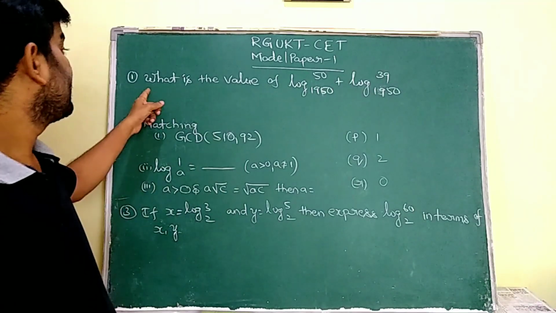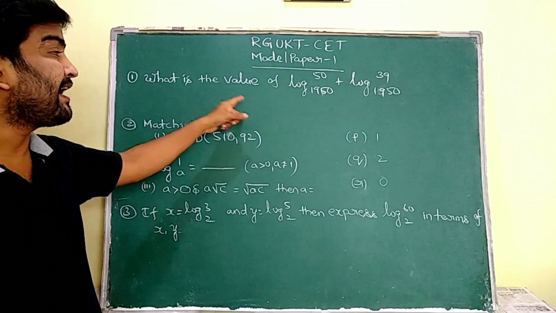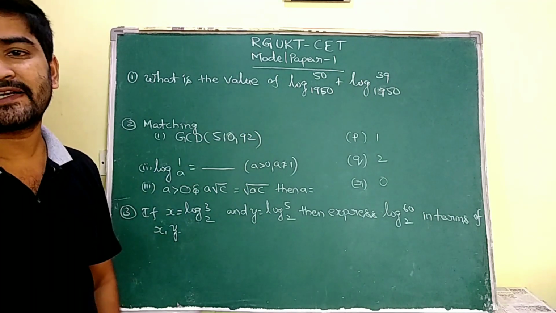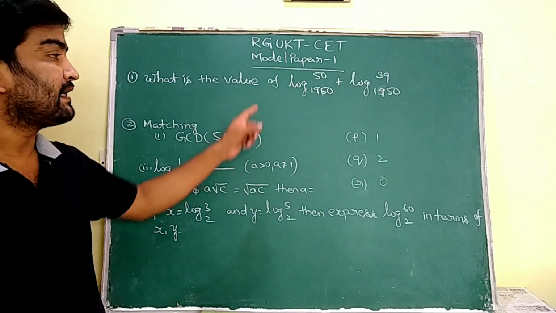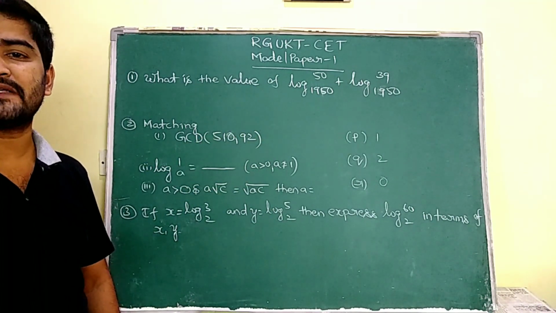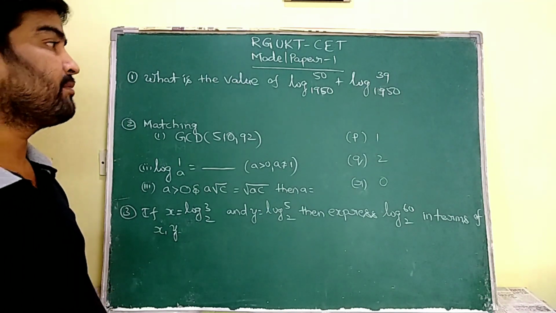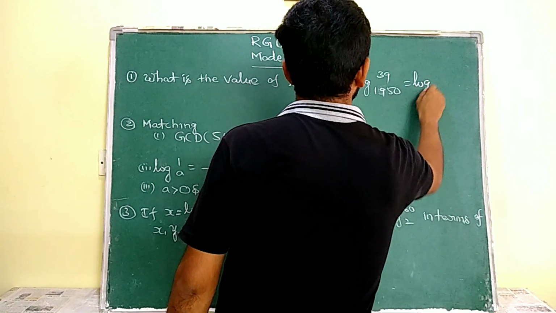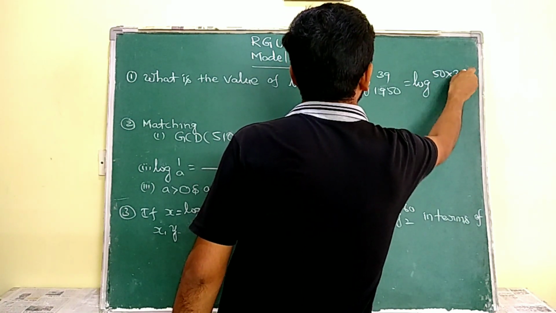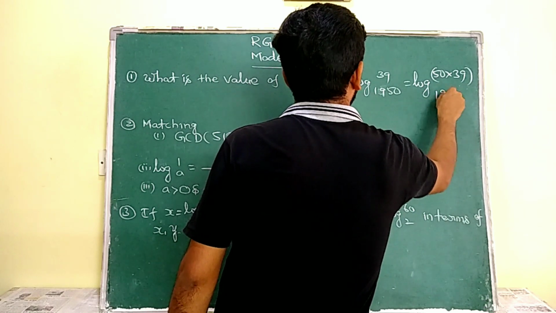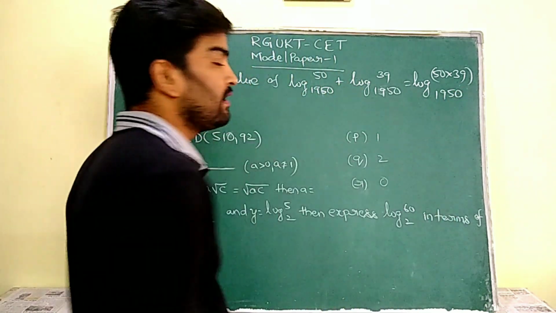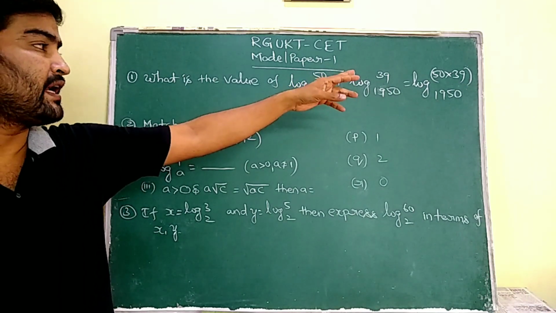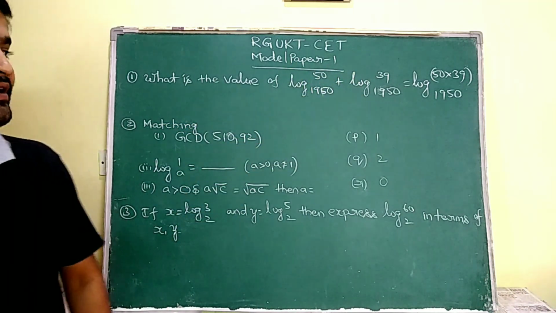Here the first bit is: what is the value of log 50 base 1950 plus log 39 base 1950? This is in the form of log A plus log B. We know that log A plus log B is expressed as log of A into B. That is log 50 into 39 base 1950.